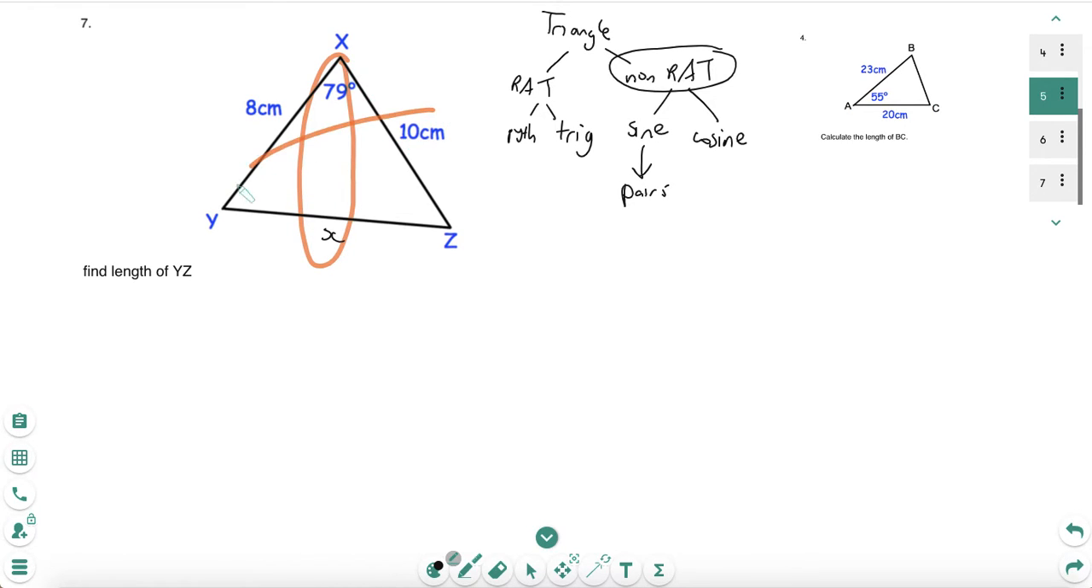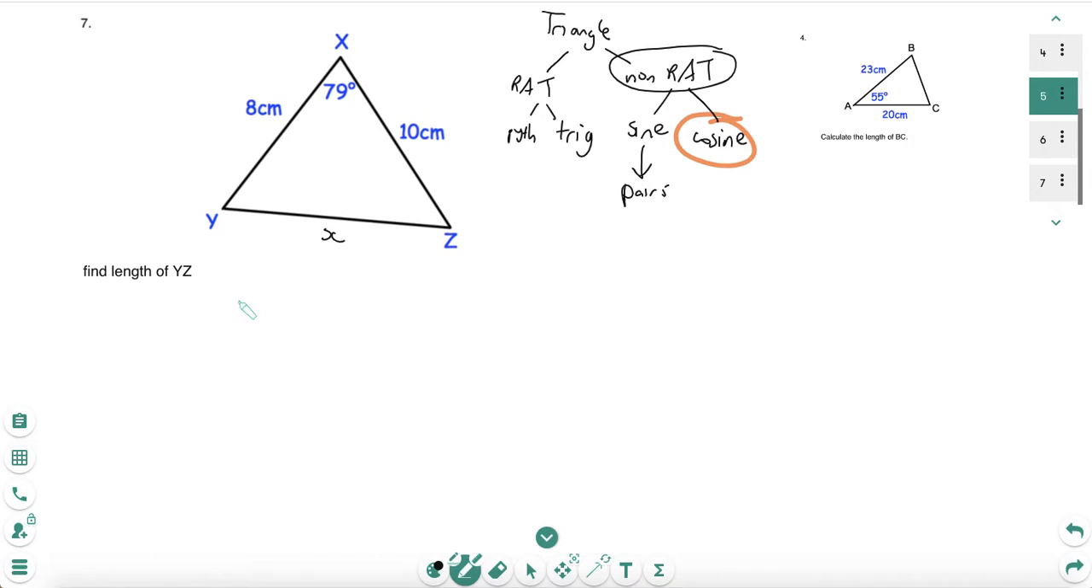Do I know this pair? Well, no, because I'm missing this angle. Is it possible to find one of these angles? No, because angles in a triangle add to 180. We have 79. If I had this angle here, I could find this angle here. But unfortunately, we don't have pairs. So in the situation where there are no pairs, you just say, all right, we're going to use the cosine rule here, okay?